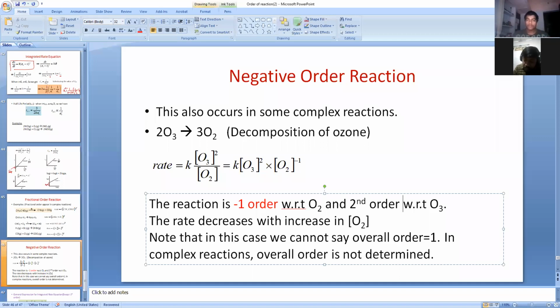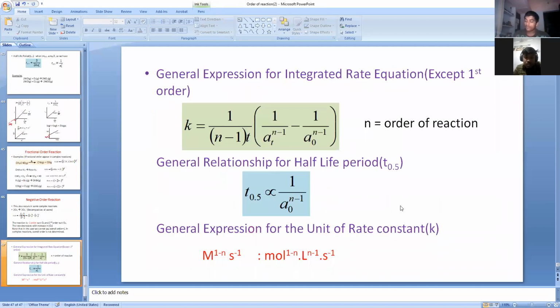Now, what I wanted to say, that order can be negative with respect to some species in the rate law, if at all it appears in the denominator in the rate law on the right side. Now, you can write down this. This is a general expression for the integrated rate equation. I have already written that. If you have already written, then you need not write again. This is not valid for first order, except first order. Except first order, all other orders will agree to this general expression for the integrated rate law.